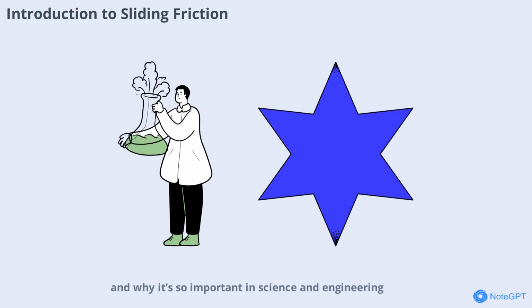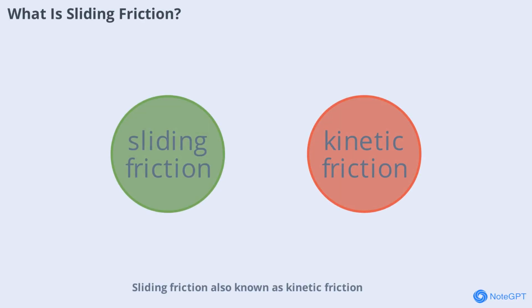in science and engineering. We'll start by defining the concept, then look at real-life examples, and finally, discuss its significance in technology and nature. Let's begin our journey by understanding the basics of sliding friction and setting the stage for a fascinating exploration. Sliding friction, also known as kinetic friction, is the force that resists the motion of two surfaces sliding past each other. Unlike static friction, which keeps objects at rest, sliding friction comes into play once movement begins.